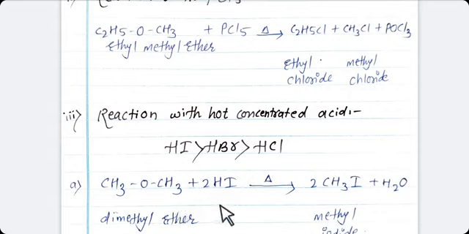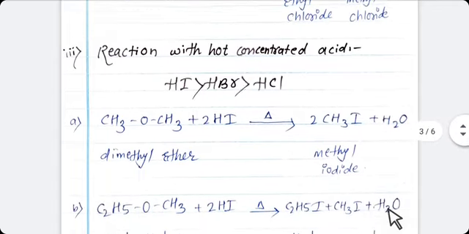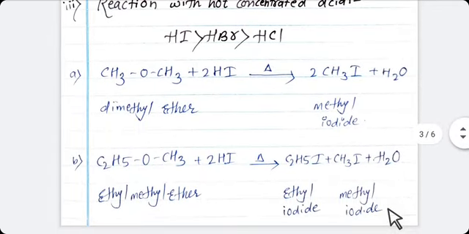Dimethyl ether reacts with HI, so 2 of the methyl groups react with iodine to form methyl iodide. 2 hydrogens react with oxygen to form water. In the same manner, we can use mixed ether. In this reaction, ethyl group reacts with one of the iodine atoms, methyl group reacts with one of the iodine atoms, and 2 hydrogens react with oxygen. So ethyl iodide and methyl iodide are the products.